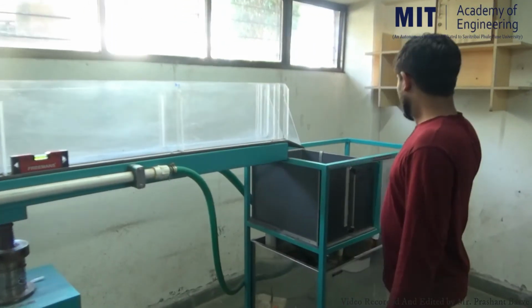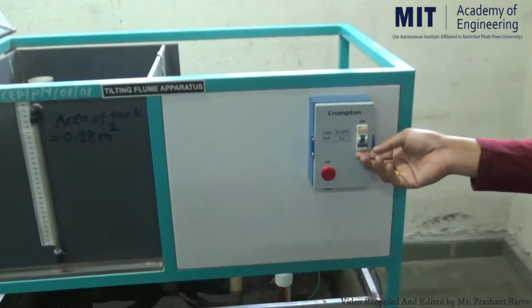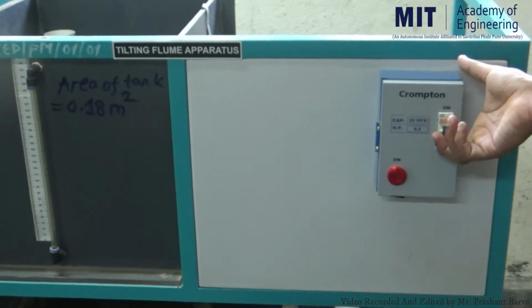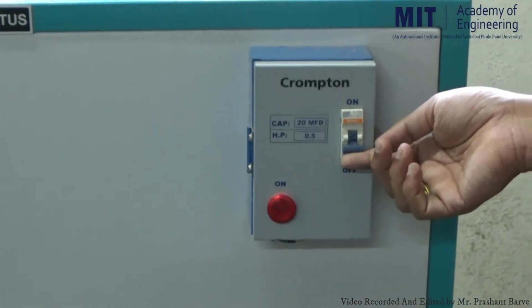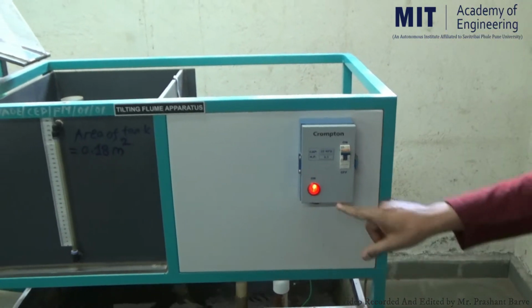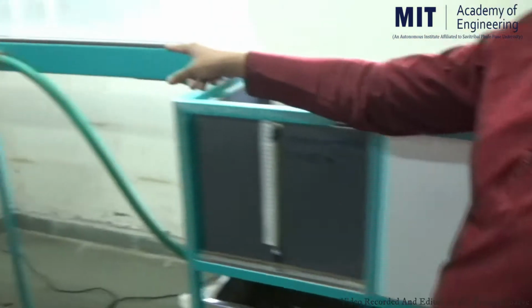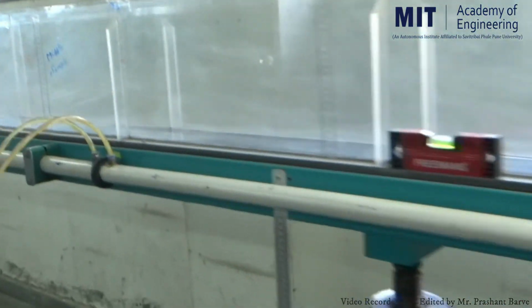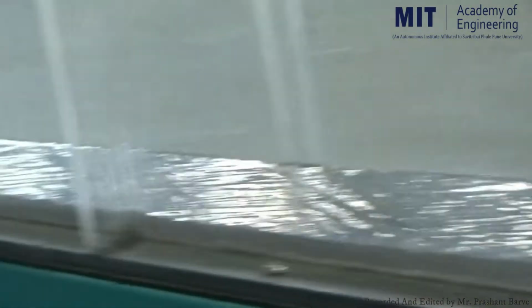Now here for making the motor on and off, this is the operation. Once we push the button on, the motor will get started. I am going to show you how the water is flowing. Let me start the pump. If you observe, the pump has been started. Water started. See, water is coming here. So water has started flowing through this channel section.